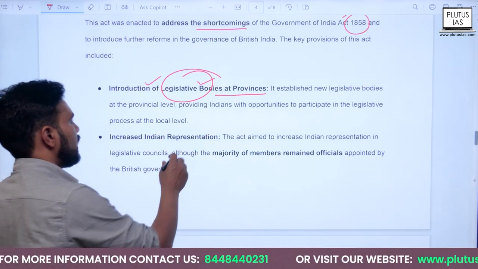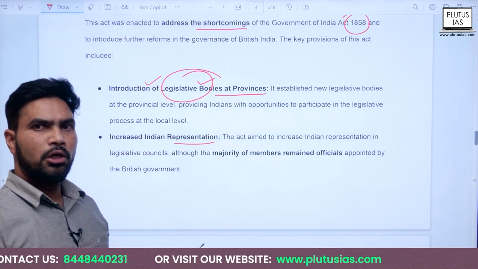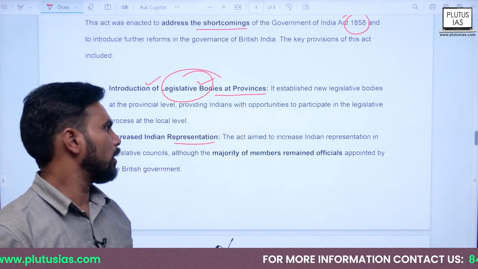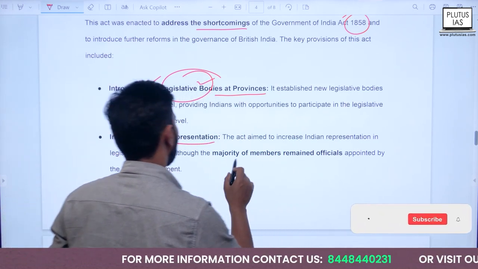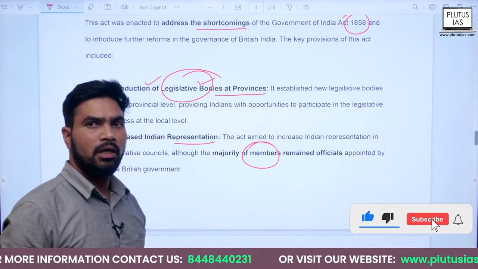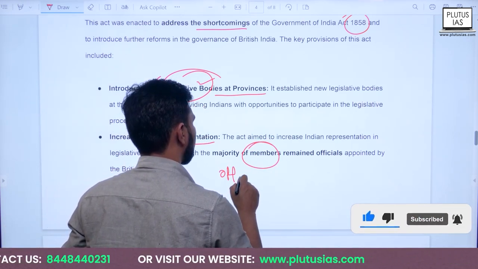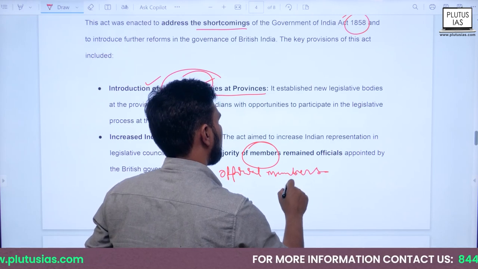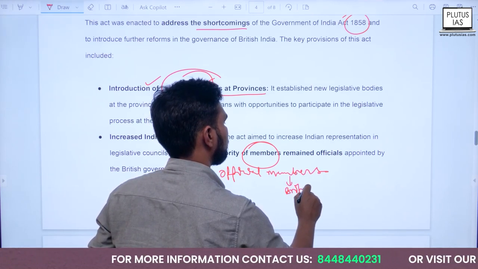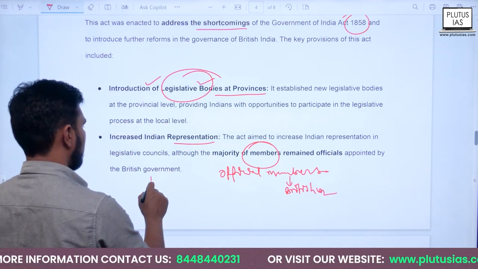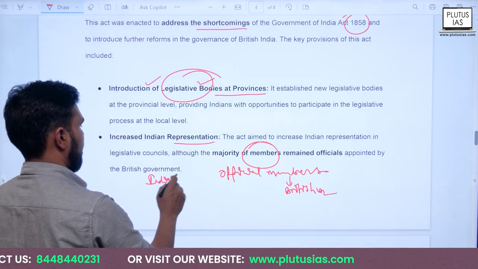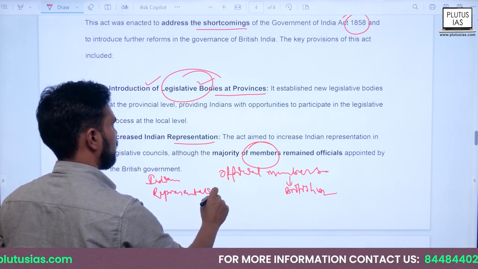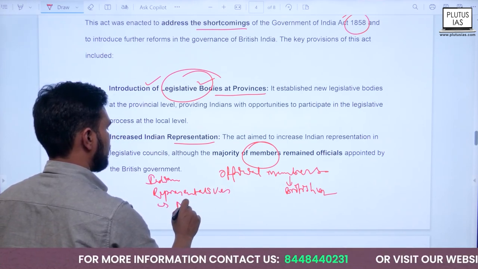Right. Increased Indian representation. The existing legislative bodies have been expanded to include more and more Indian people. Still, the majority of official members have been retained. Official members means the Britishers. Similarly, the Indian representatives are called non-official members.